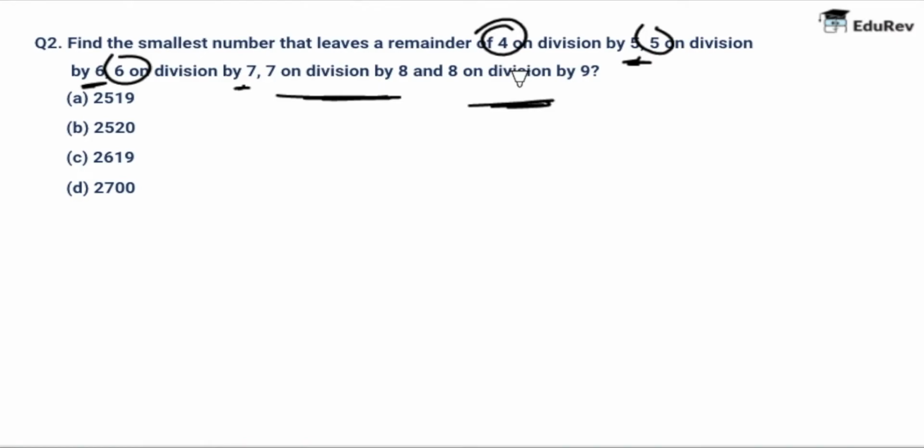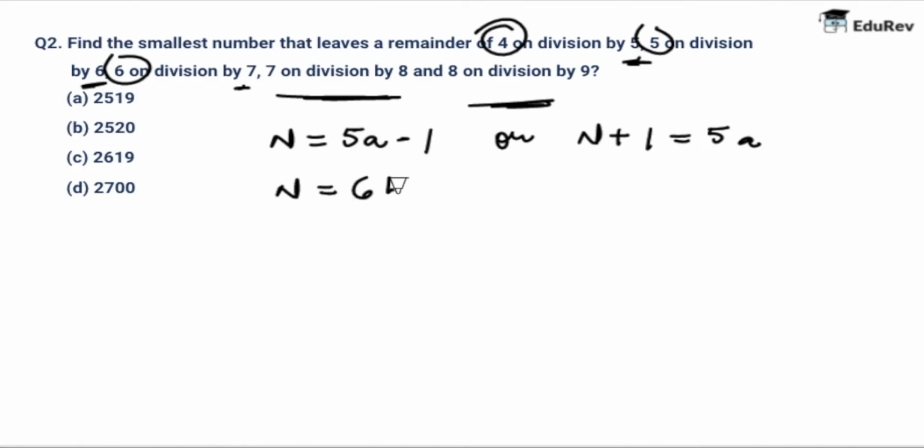Now when a number is divided by 8, a remainder of 7 can be thought of as a remainder of -1. This idea is very useful in a bunch of questions. Just remember, a remainder of 7 can be thought of as a remainder of -1. So according to this, I can say that n equals 5a minus 1, or I can write n plus 1 equals 5a, correct?